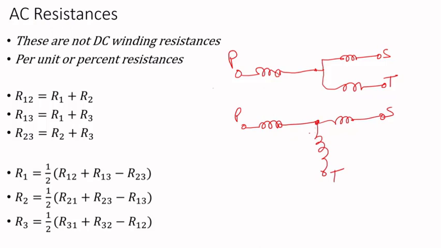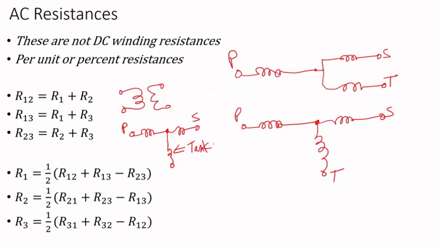And the T model you can construct regardless of whether you have a tertiary or not. Because if you have just a two-winding transformer, you can still construct the T model. So here's the primary side, here's the secondary side, and the tertiary, since you don't have a tertiary, this would be the tank.